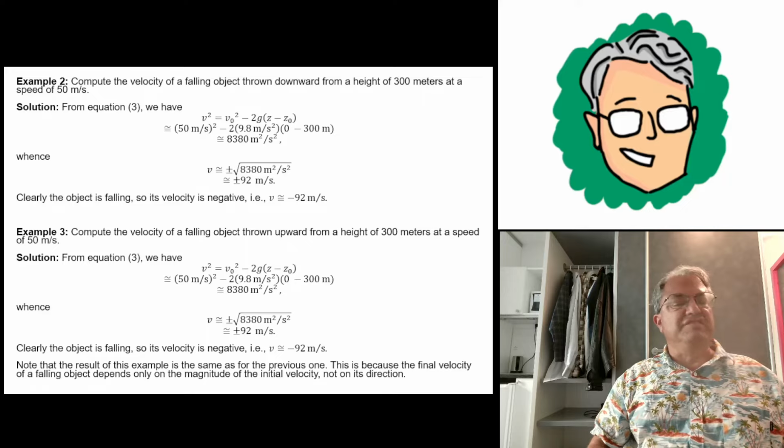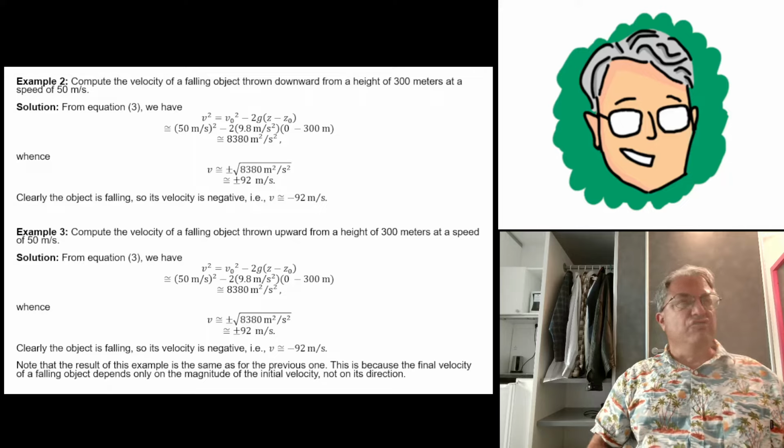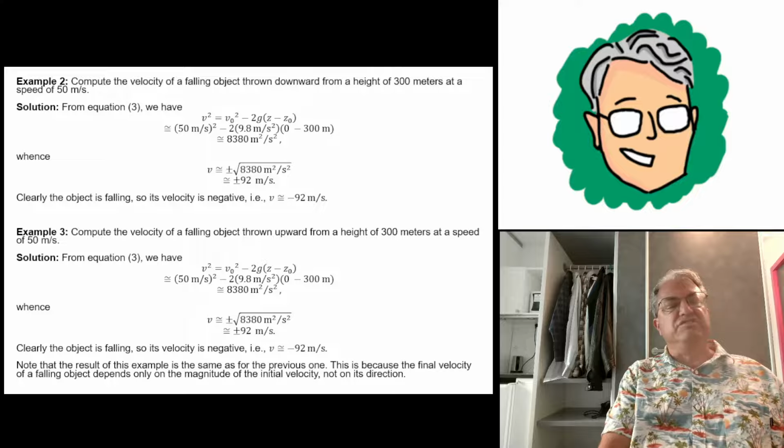And suppose we do the same thing, except instead of throwing the ball down, we throw it up with the same speed. Well, it turns out for this example, you get the same answer when you plug in the numbers. It kind of makes sense because we're squaring the speed. We're just starting with v naught squared, so that doesn't care whether it's up or down.